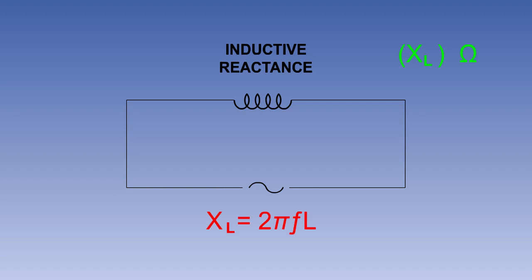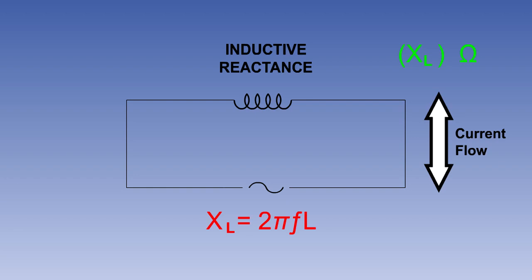To determine inductive reactance, the formula XL equals 2 pi FL is used, where pi is a constant, F is the frequency, and L is the inductance in henries.